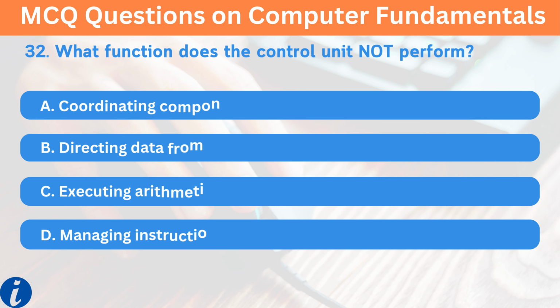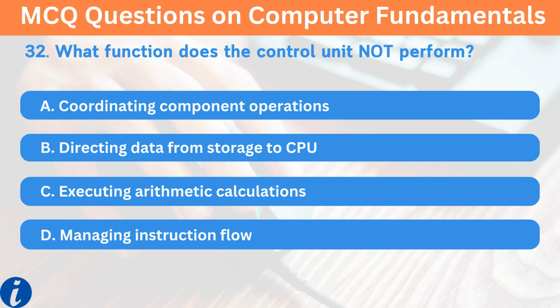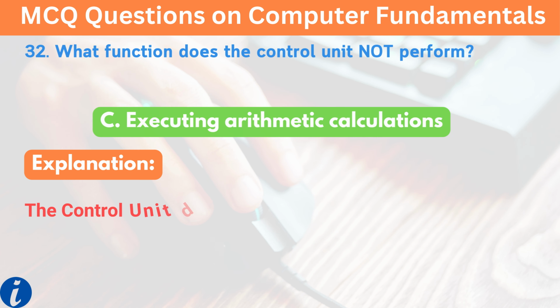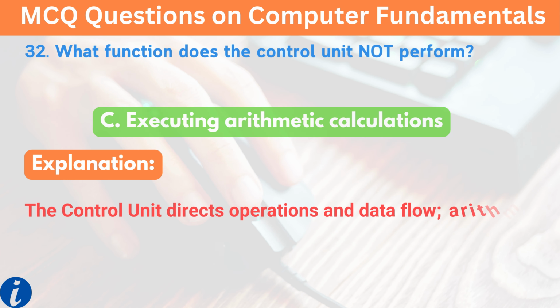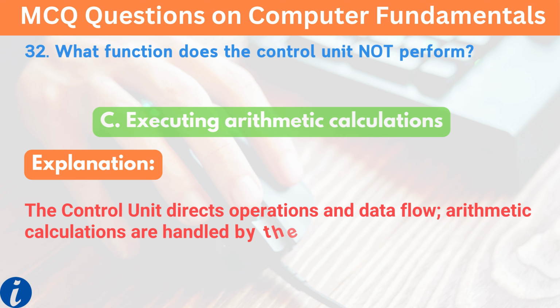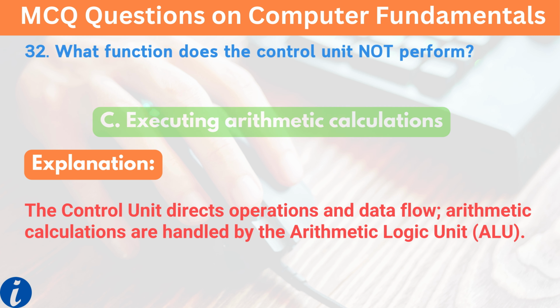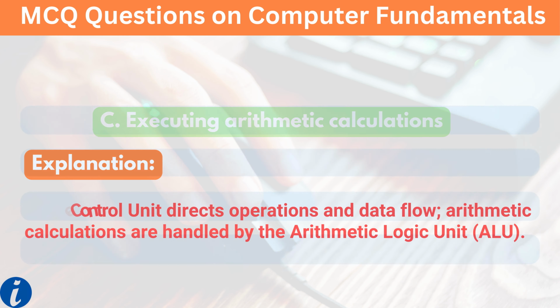32. What function does the control unit not perform? A. Coordinating component operations. B. Directing data from storage to CPU. C. Executing arithmetic calculations. D. Managing instruction flow. The correct answer is C. Executing arithmetic calculations. Explanation: the control unit directs operations and data flow. Arithmetic calculations are handled by the arithmetic logic unit, ALU.